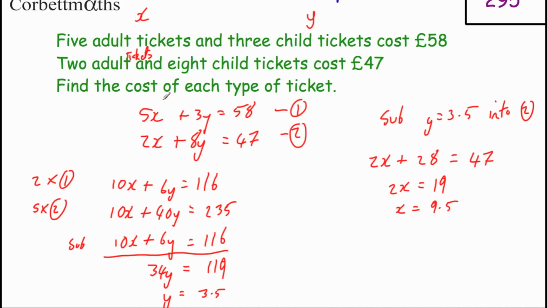So as the question says, find the cost of each type of ticket. So we've got an adult ticket, which is x, and that's going to be equal to £9.50. So let's write it as a price, £9.50. And a child ticket, which was equal to y, is equal to £3.50. And that's it. So quite often, whenever you're dealing with simultaneous equations in M7, you're given a wordy context where you've got to make your equations and then solve them to get the values.